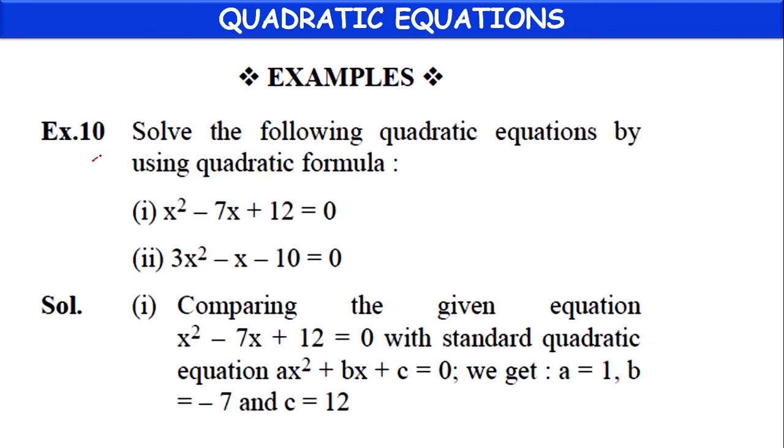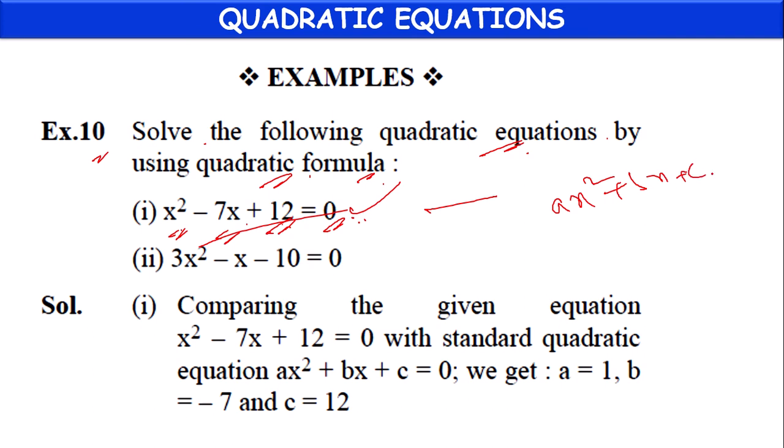Example 10. Solve the following quadratic equations by using the quadratic formula. The first equation is x square minus 7x plus 12 equal to 0. So this is the first equation. We have to solve by using the quadratic formula. So the first one, whatever equation is given, that is to be compared with the standard form, ax square plus bx plus c equal to 0.